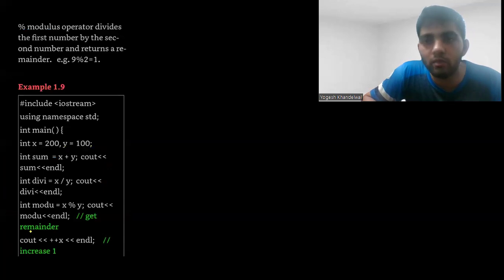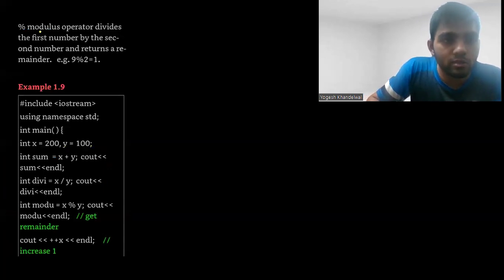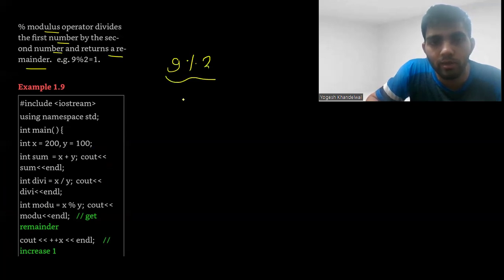Let's see one example. So this represents the modulo operator, which divides the first number by the second number and returns the remainder. So if you divide 9 by 2, the remainder is 1. So the result of using this operator is 1, like here in this case.